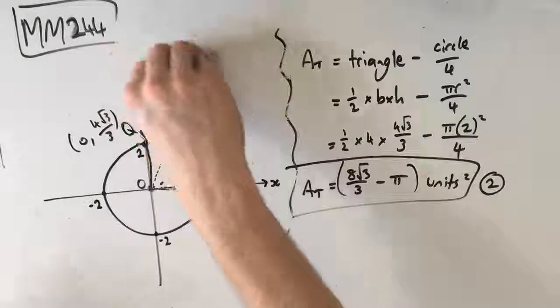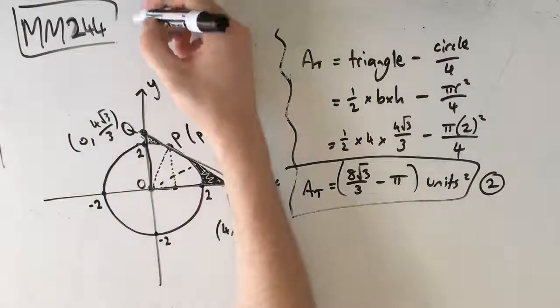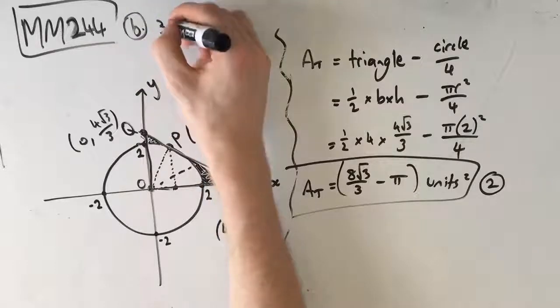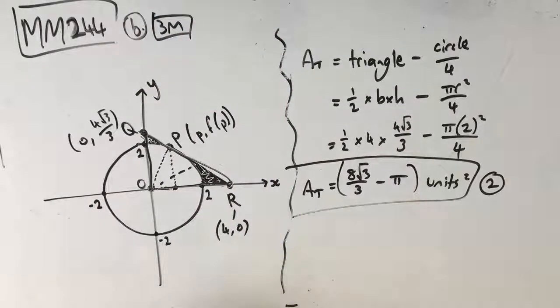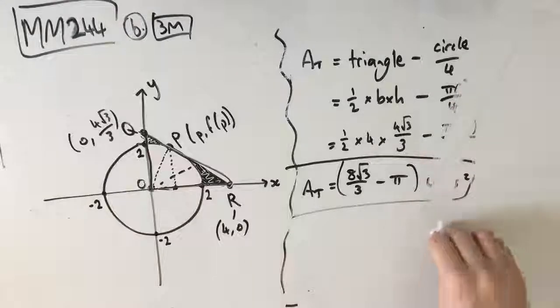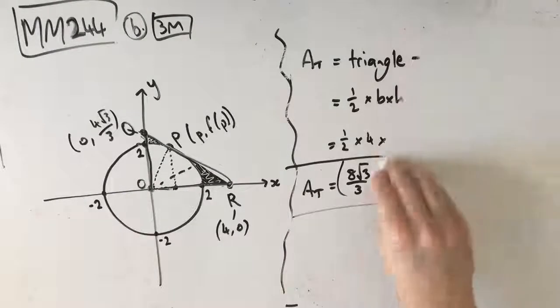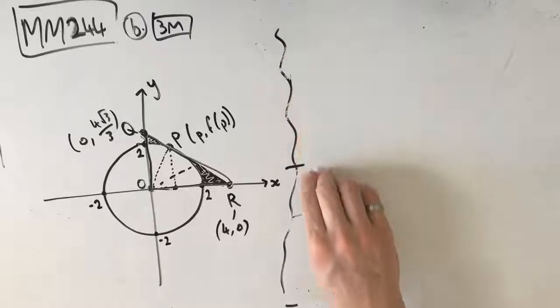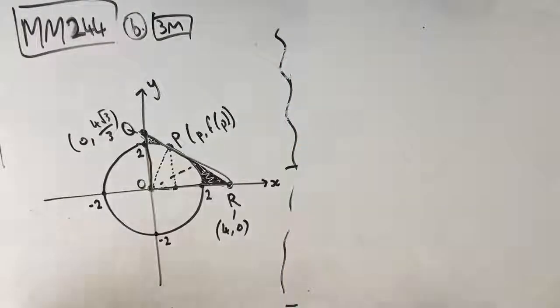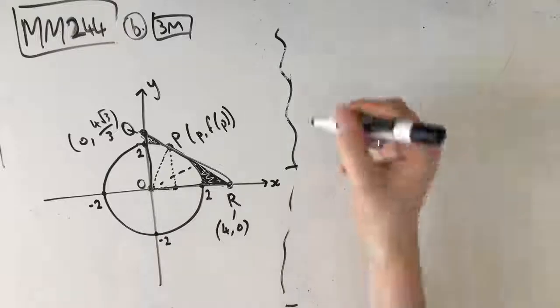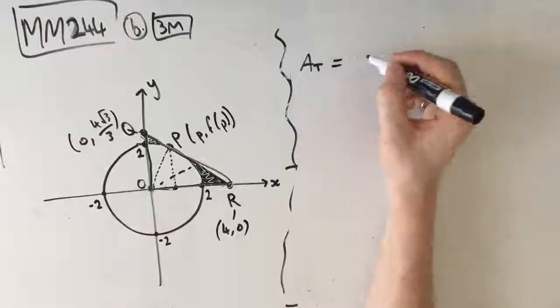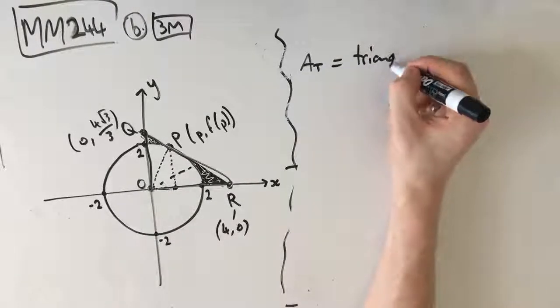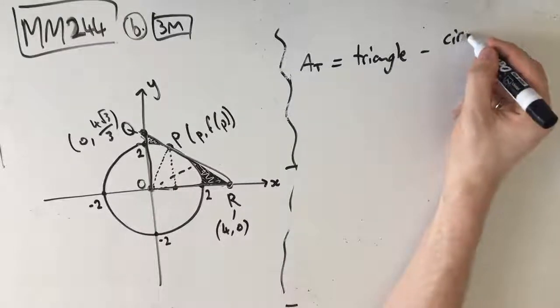Part B is, again, we're going to be finding the shaded area, but it's just a little different this time. So this is actually a 3-mark question. What the question says is, the area of the shaded region on the graph above is the area bound by line QR, the circle, the y-axis, and the x-axis. Find the shaded area, A of P, in terms of P. Awesome. So again, guys, the area is equal to the triangle minus the circle over 4.